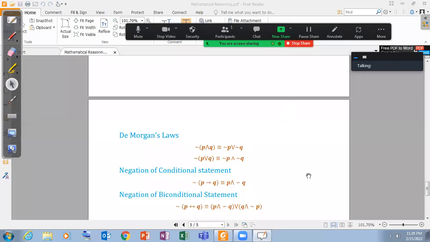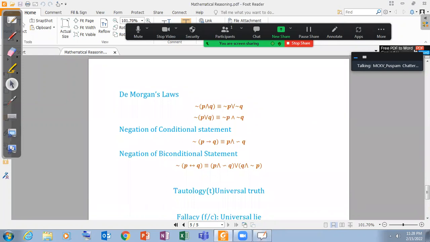Next, negation of a conditional statement. Again, very important. Negation of P implies Q is P and not Q, P and negation of Q. Prove it by truth table. It will be good practice to prove this by truth table at home. Negation of a biconditional statement: negation of P if and only if Q is P and not Q, or Q and not P. So this is the negation of a biconditional statement. Prove this by truth table again.